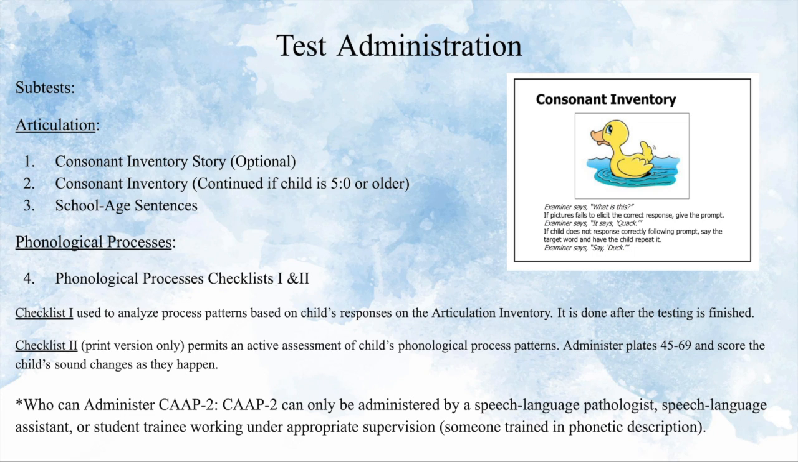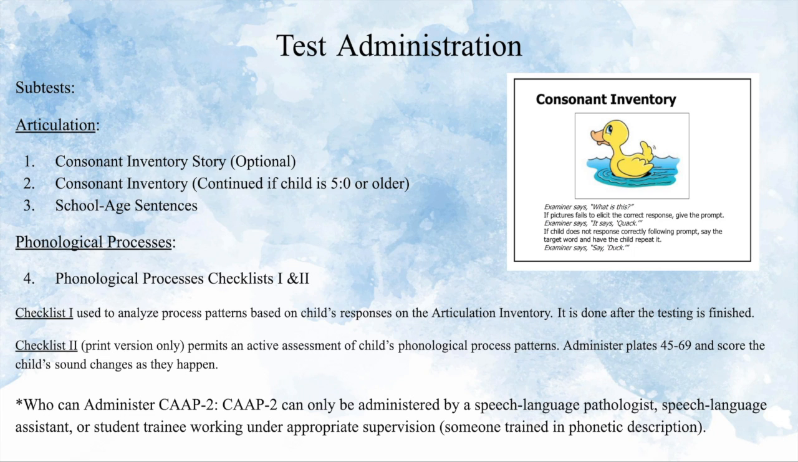Okay, so administering the test. As said before, you have subtests. First, you have the articulation portion, which has the consonant inventory story, which is optional. If you have younger kids, it might engage them, and if they don't have any interest in the story, you can move on to the consonant inventory instead. And then in the consonant inventory, there is a part where you will stop, or if the child is 5 years and older, you'll continue the consonant inventory, so it's a little longer. And then for school-age children, you'll be working with school-age sentences, giving them that test section.